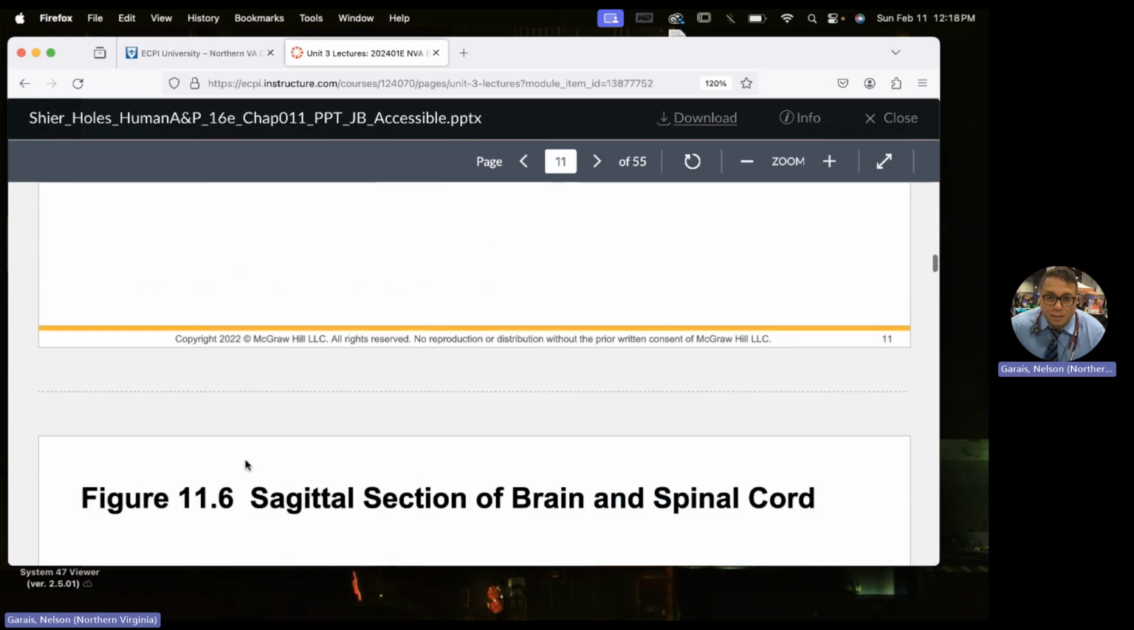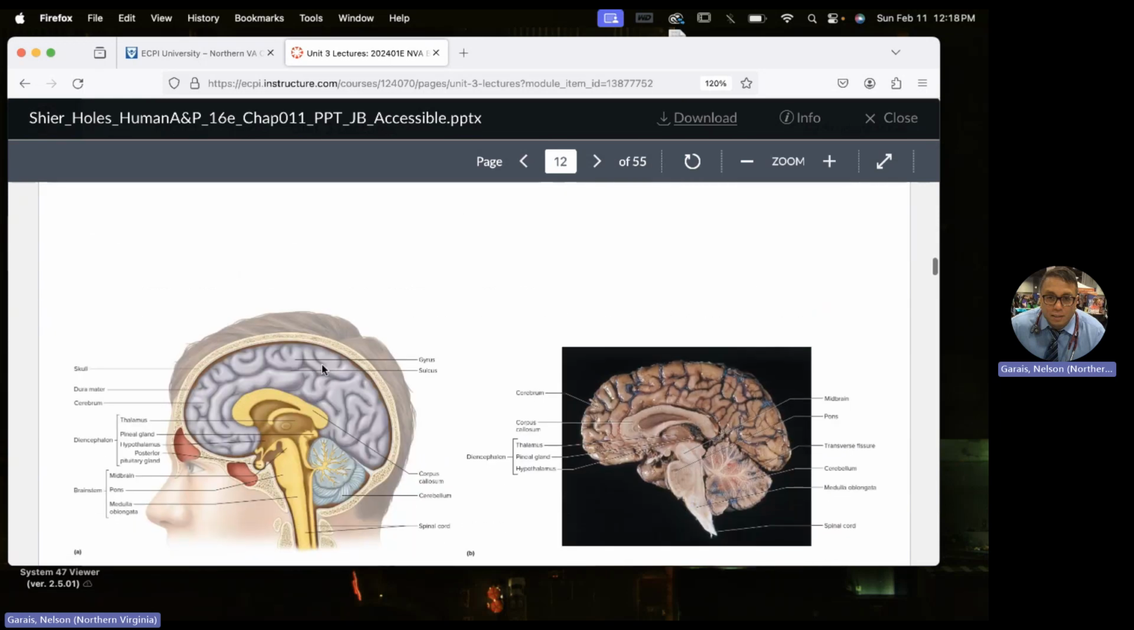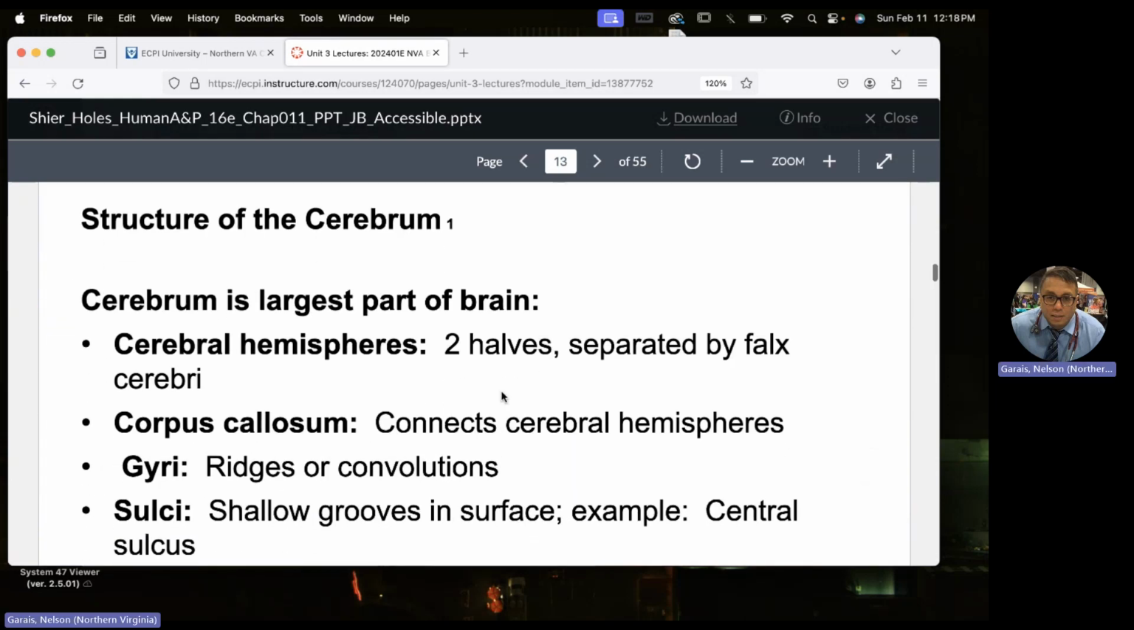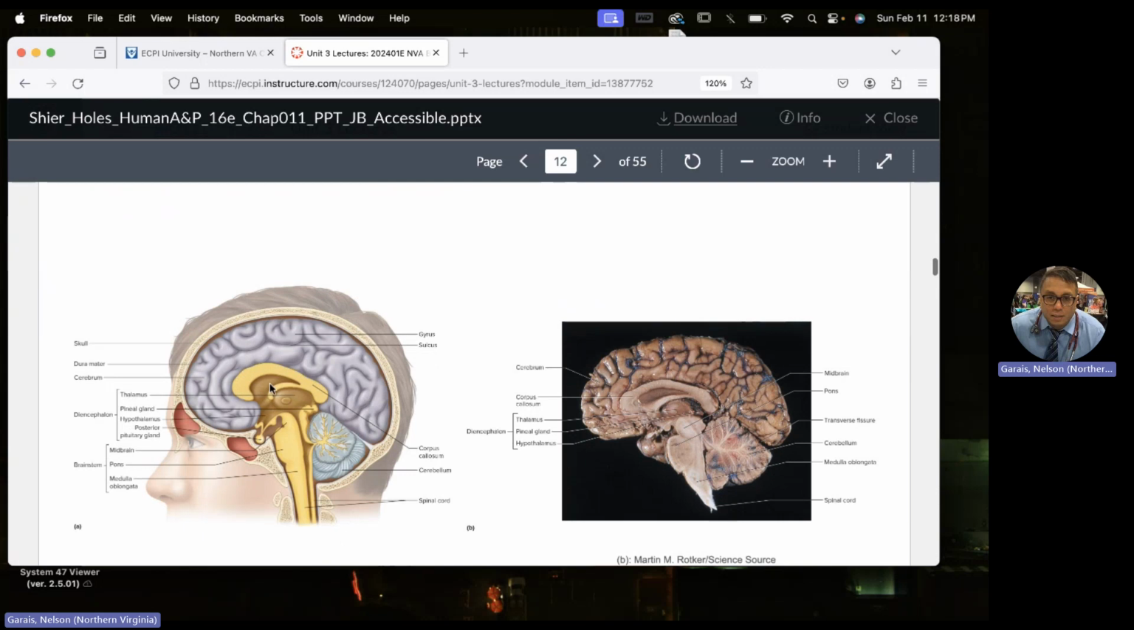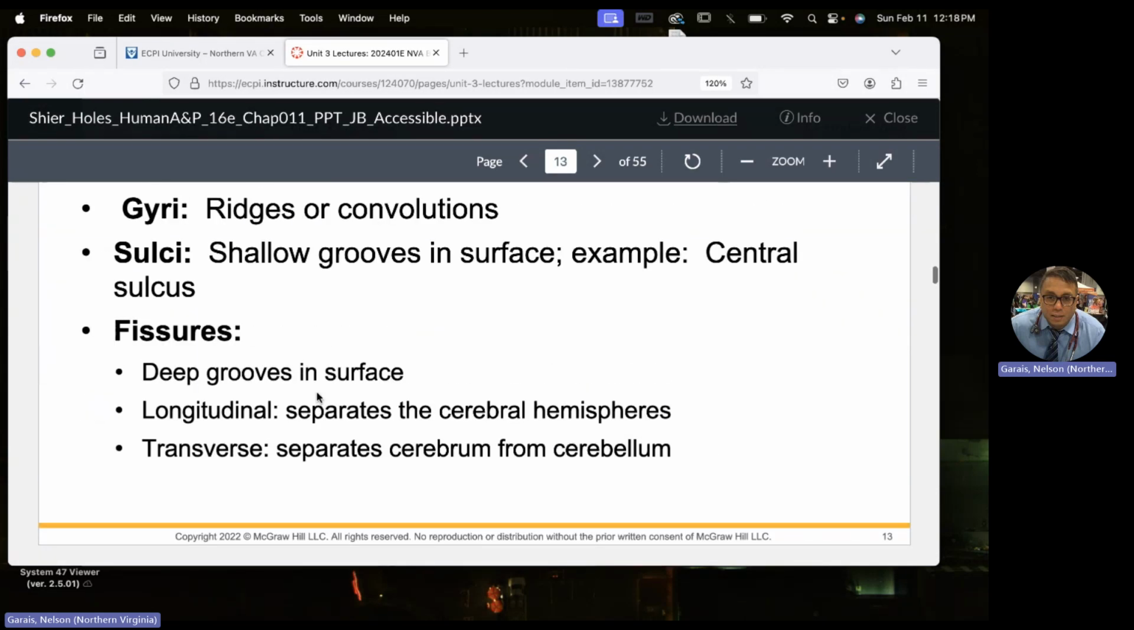Cerebrum is the largest part. And what's the cerebrum? It's all this stuff, gray stuff. It's all this stuff. That's your cerebrum. There's a left side and a right side, and that's called your cerebral hemispheres. The corpus callosum that we already know and love, the Nike swoosh right here, connects both the left and right.